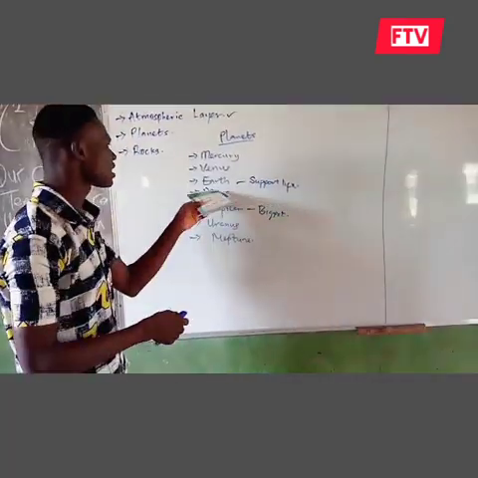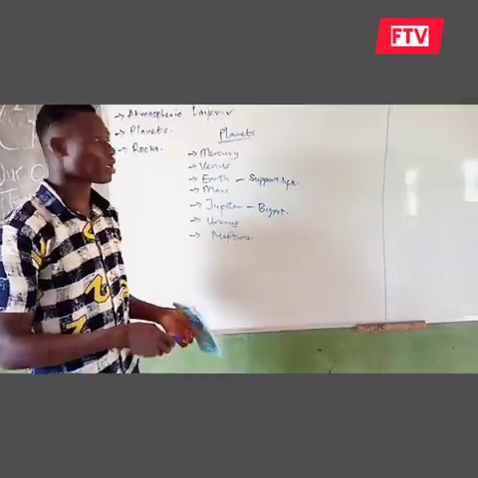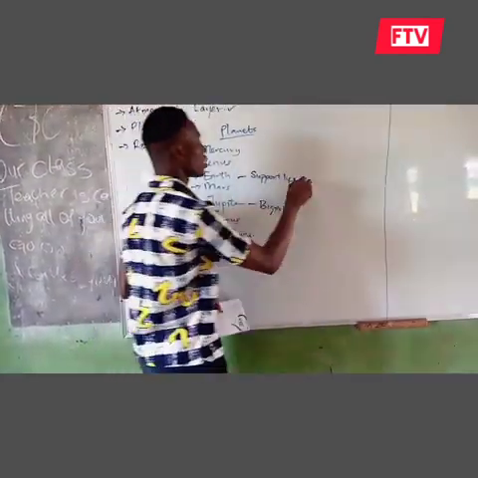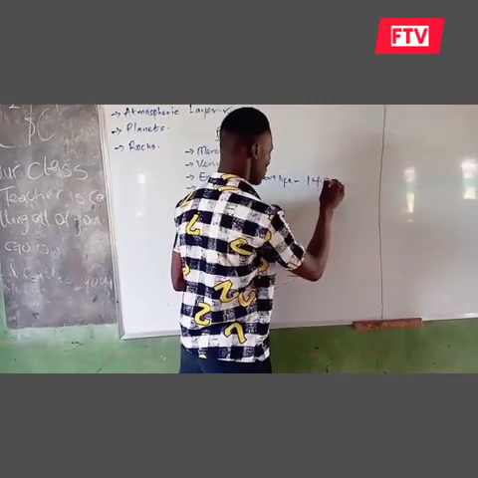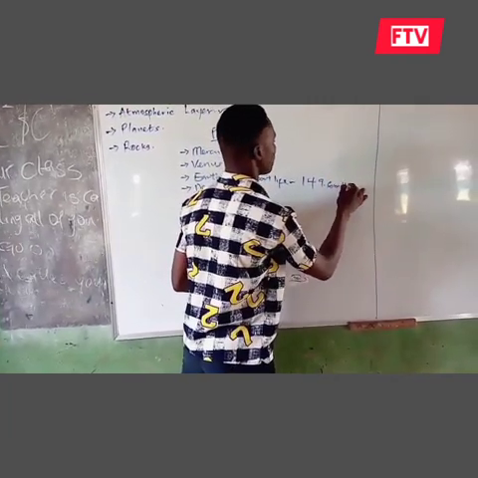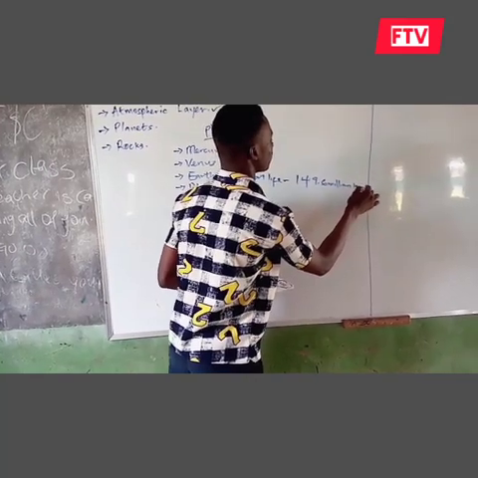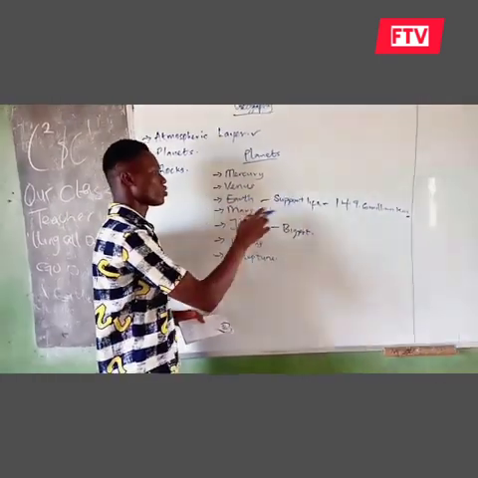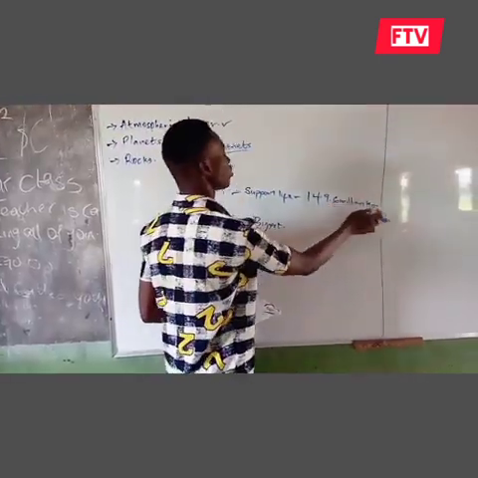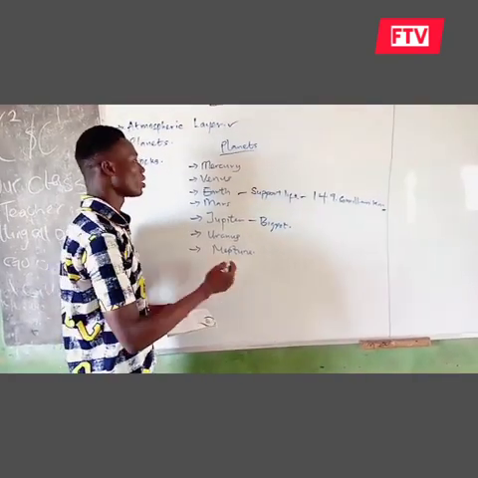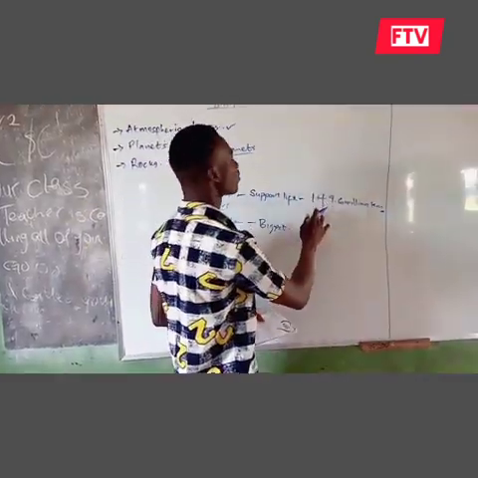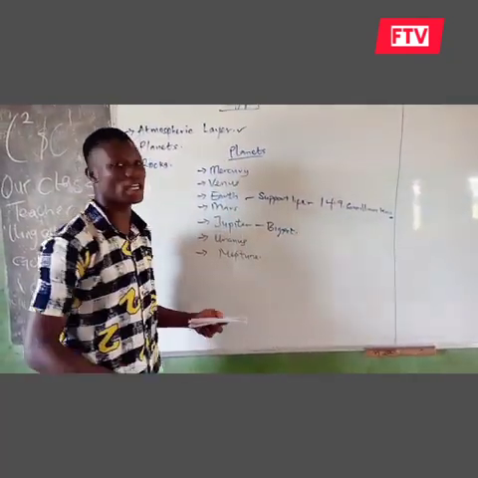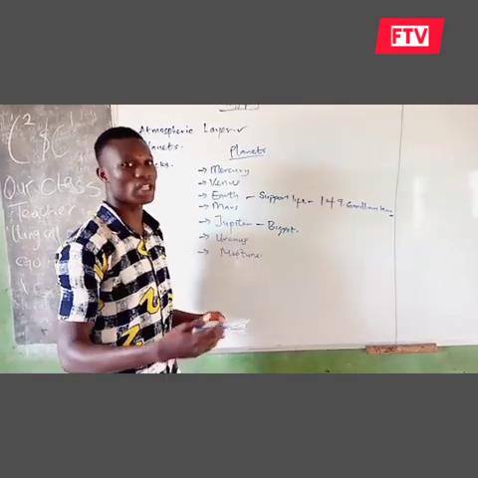Now, there is a distance of each planet to the sun. The distance of the Earth to the sun is 149.6 million kilometers. Please note this, note it very well. The distance of the Earth to the sun is 149.6 million kilometers. And so also all these other planets have their own distances too.